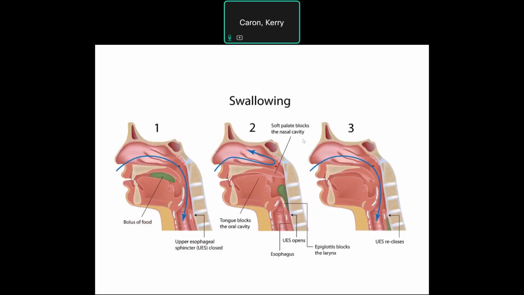So this is what swallowing looks like. We have a bolus of food. The upper esophageal sphincter closes. That tongue blocks off the oral cavity so that we don't bring food up to our nose too. The epiglottis blocks the larynx and the trachea, and food can come down. And then that upper esophageal sphincter is going to close behind the bolus.